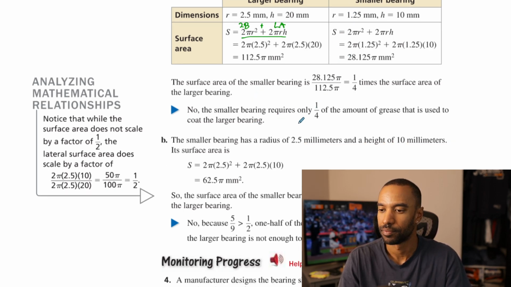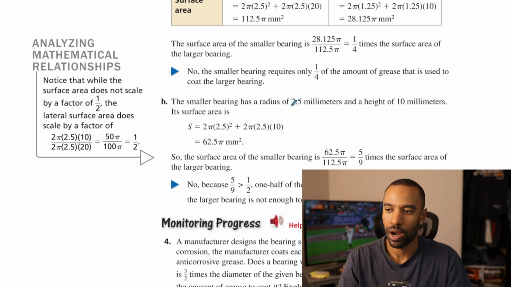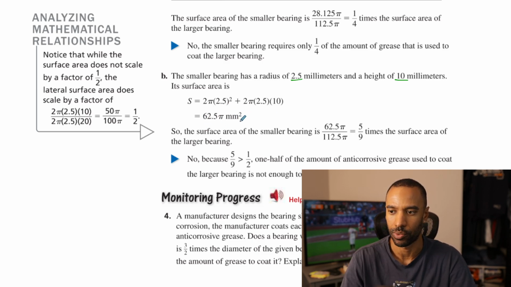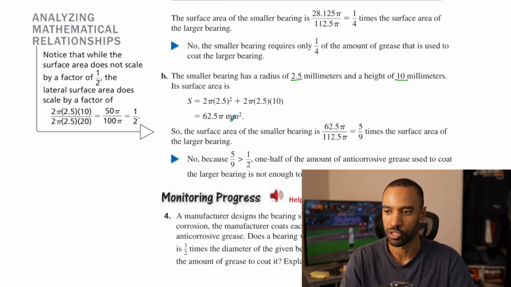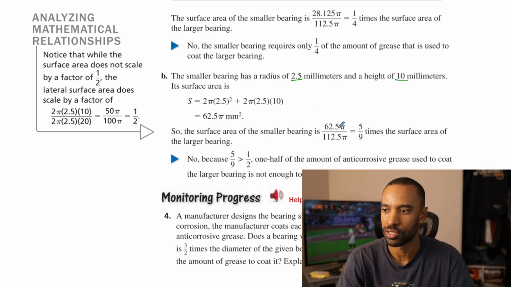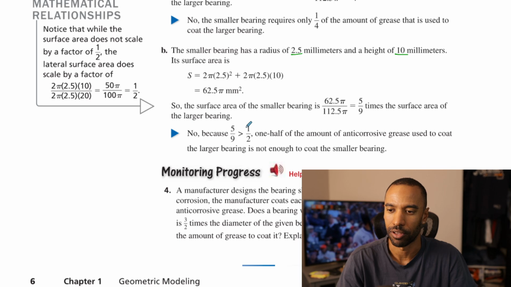Now, part B is where we do keep the radius at 2.5, but they do shrink the height to 10. So when you calculate this new one right here, you get 62.5 pi square millimeters for the surface area, where just the height is shrunk, but not the radius. And you compare those, and it's not half. It ends up being 5/9 times the surface area of the larger bearing.